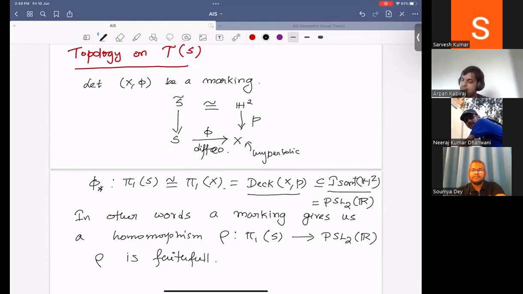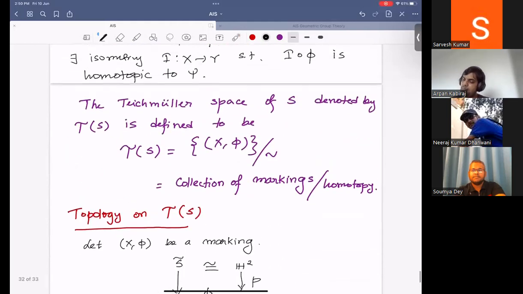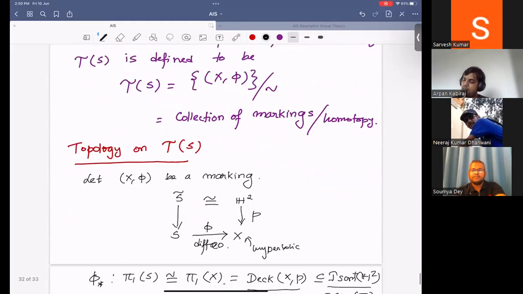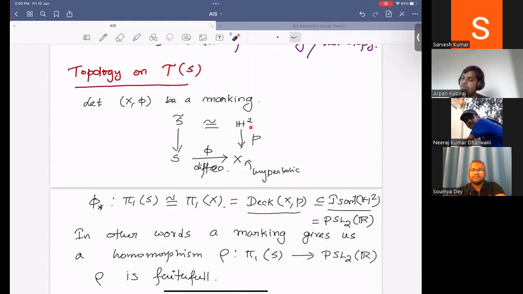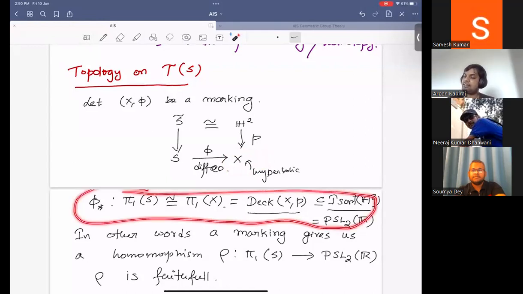The second thing, remember, the action of the group of all deck transformations on the upper half plane is by isometry, and the action is properly discontinuous. Whenever you have a genuine manifold at the bottom, the action by the group of deck transformations on the universal cover, the upper half plane, is properly discontinuous. Now, what does that translate to? If I just look at this picture, what does that translate to?